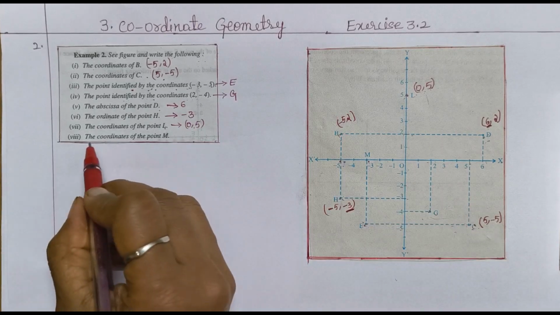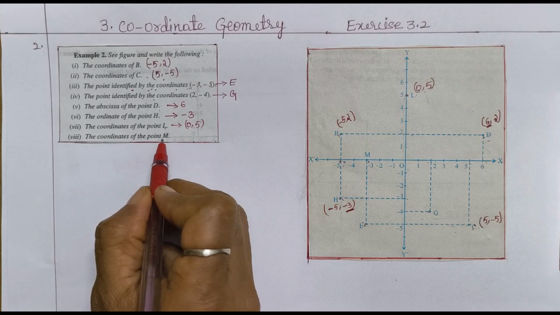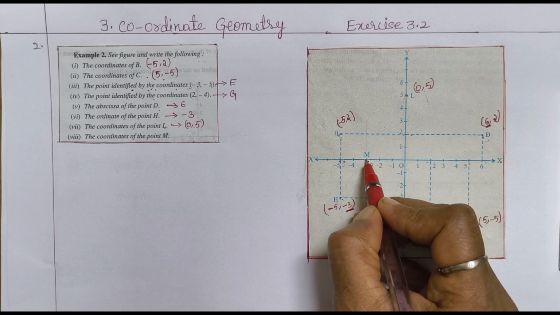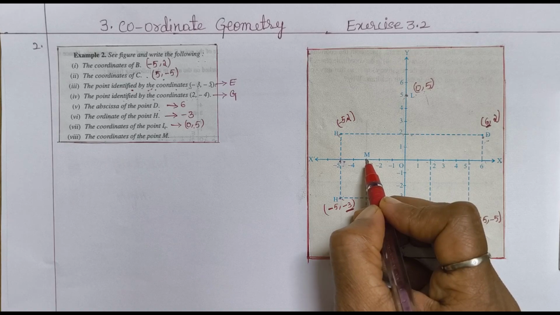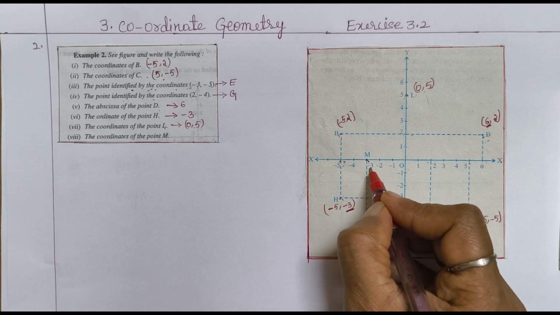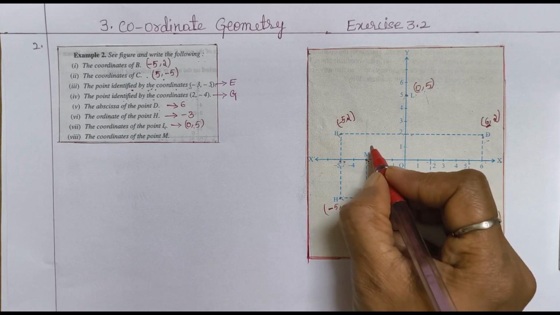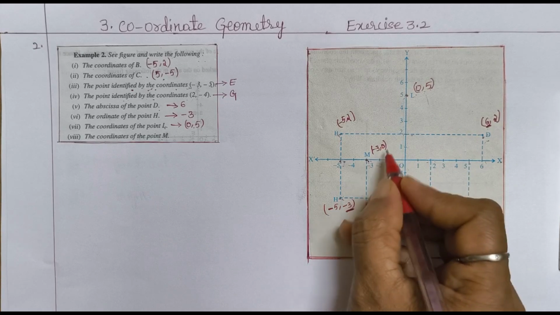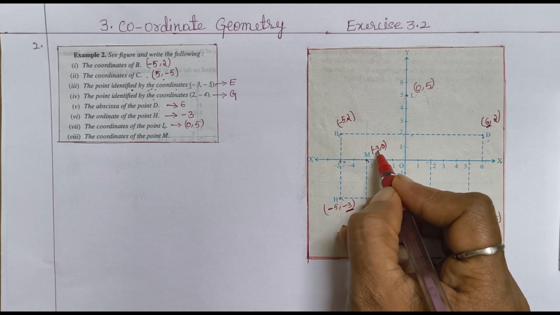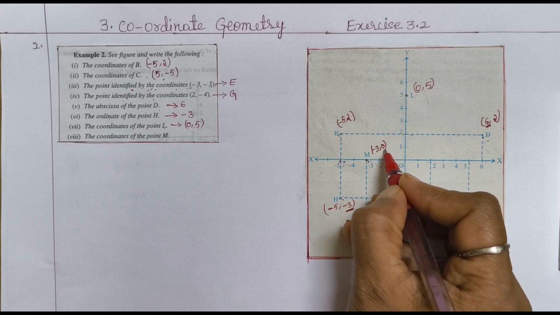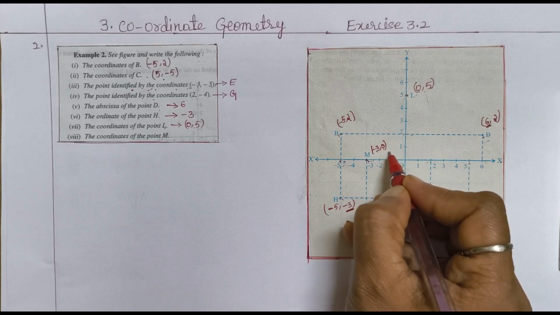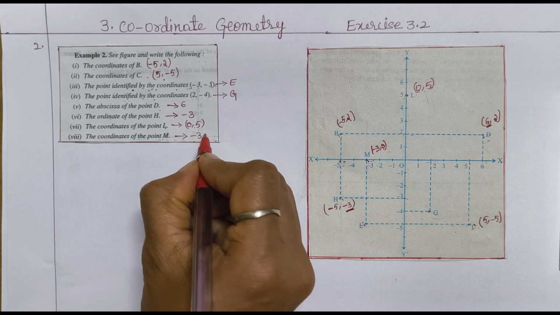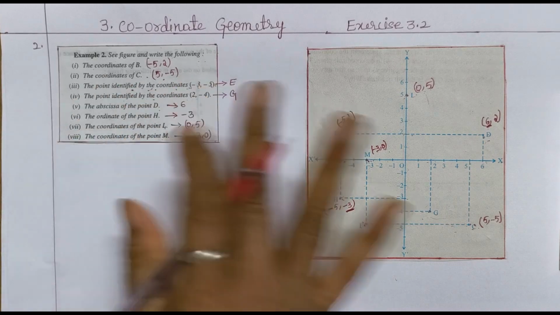Okay. Next, the coordinates of the point M. Where is M? Here M. It is on the x-axis. If it is on the x-axis, first we take the number, then 0. Which number is here? Minus 3. So you take minus 3, 0. The coordinates are minus 3, 0. Only this much is the answer.